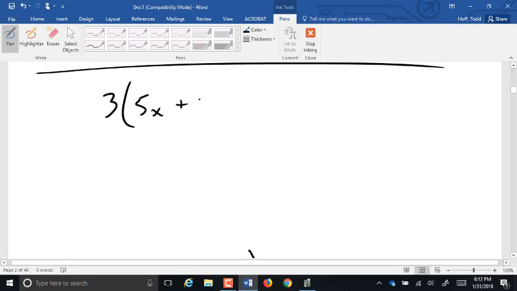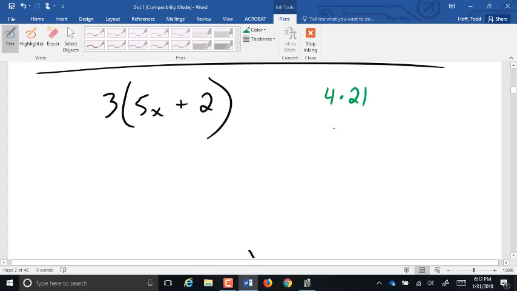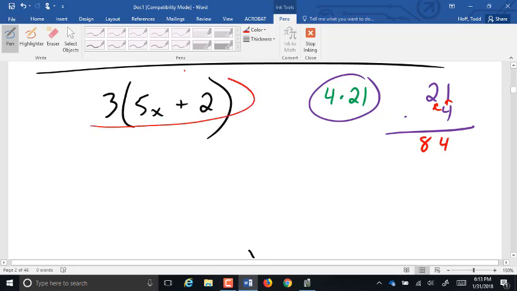Well, what if we have a single digit number times a multiple digit number like this? This is just like having 4 times 21. If we had this multiplication with our whole numbers, we would write the number with the most digits on top and multiply. 4 times 1 is 4. 4 times 2 is 8. Look familiar? We can do the same thing here.